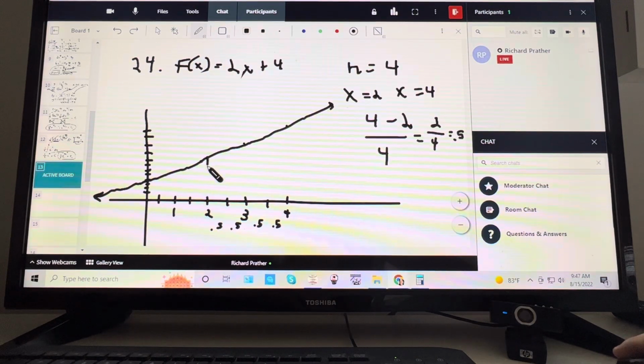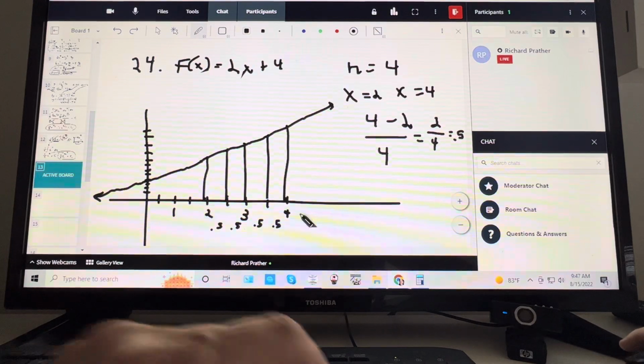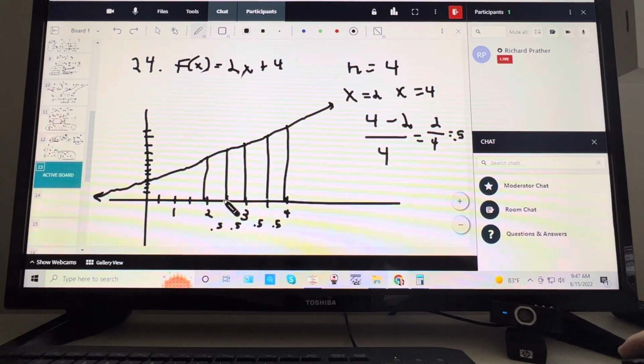So right here, I'm going to make 4 rectangles. And they all have half width. The width on each one is a half. The length on each one is the height, depending if you want to go from the left, the right, or the midpoint. So first what we do is we do left endpoints.